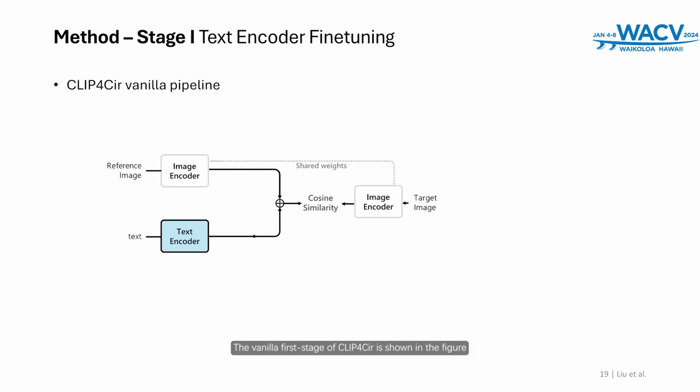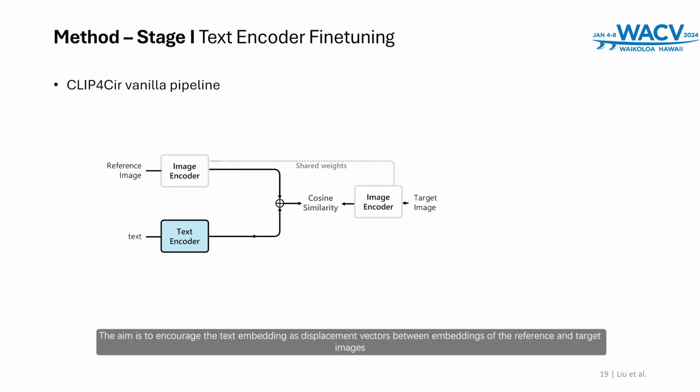We will begin with introducing the first stage and see how we infer the embeddings of the forward and reversed text using only the forward text as input. The vanilla first stage of CLIP4CIR is shown in this figure. At this stage, only the text encoder is being fine-tuned and element-wise addition is used for multimodal fusion. The aim is to encourage the text embedding as displacement vectors between embeddings of the reference and target images.